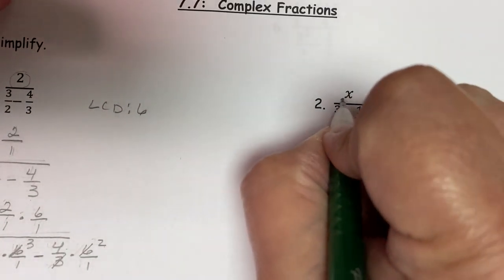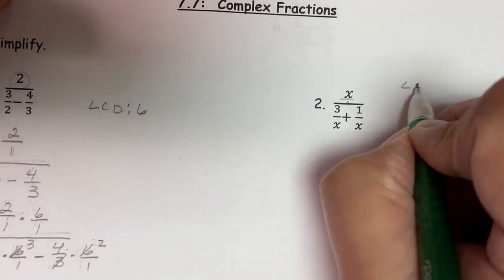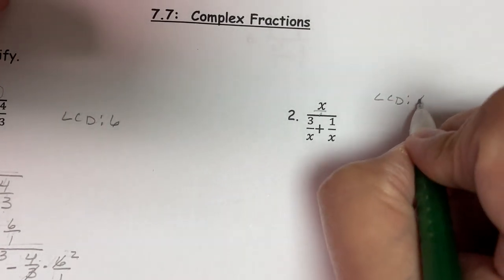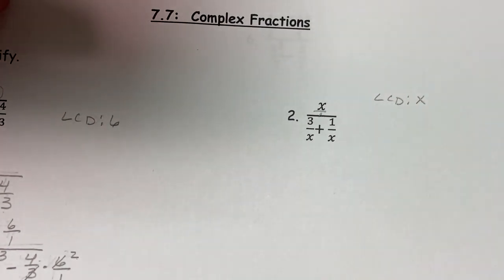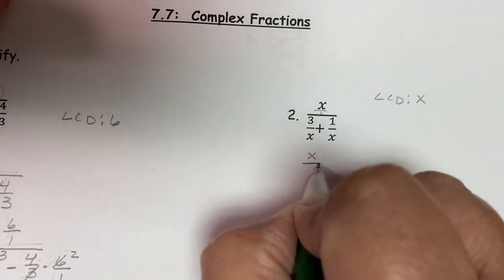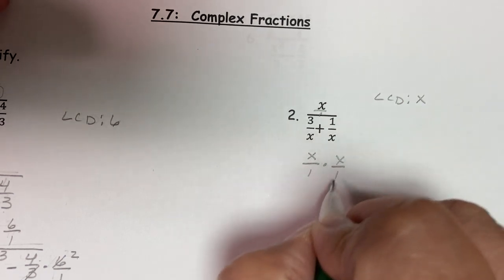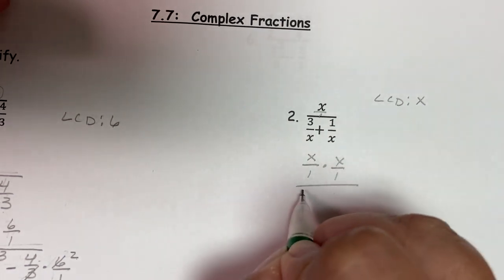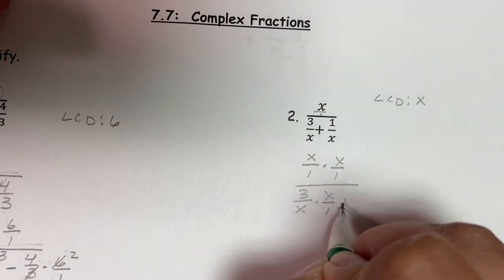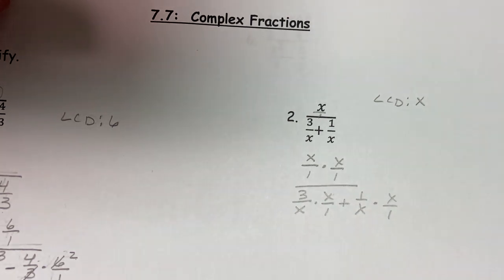All right, let's do the same thing for number 2. Now again, this is really x over 1 on the top. So what is the lowest common denominator of all of the bottoms of the fractions? Well, it's just x. So we are going to multiply every term by x over 1. So x over 1 times x over 1 on the top, 3 over x times x over 1 plus 1 over x times x over 1.